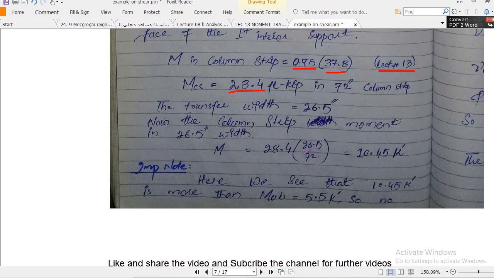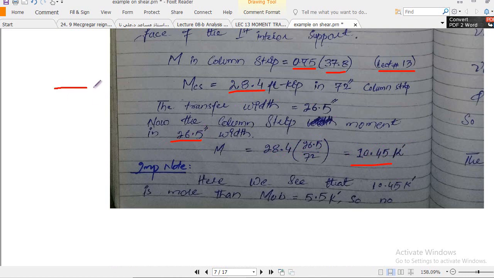So we have to multiply this factor with this one. Now 10.45 kip-feet is that portion of this moment which is acting in the 26.5 feet, right? Although the total width of the column strip is 72 inches, as we already discussed, this 10.45 is the moment which is acting in the transfer width, and you need to subtract this moment from 28.4, which will be acting in the middle strip, in that portion of the column strip.